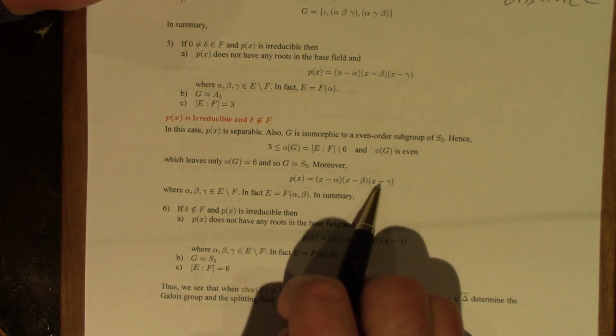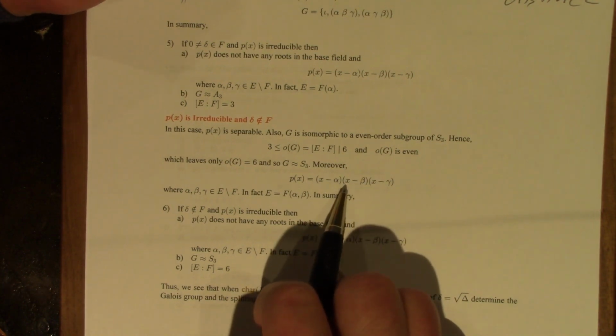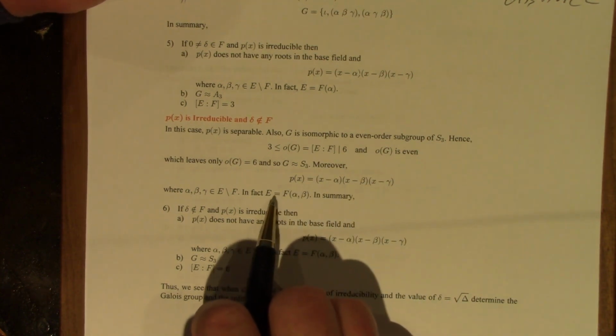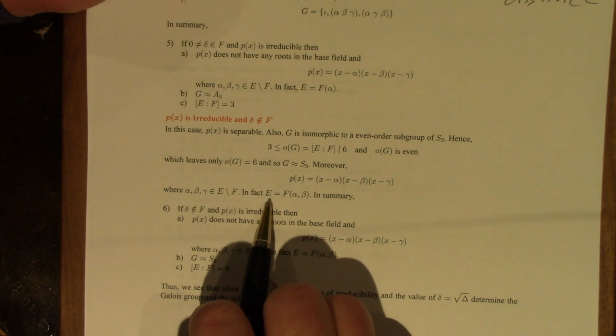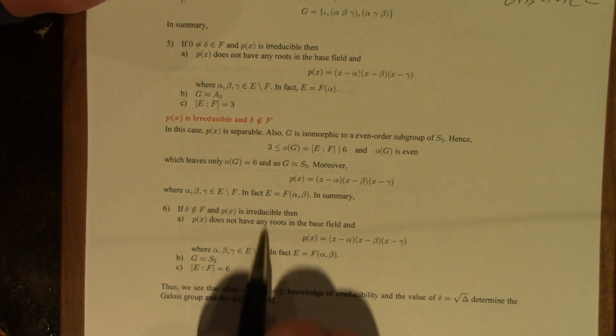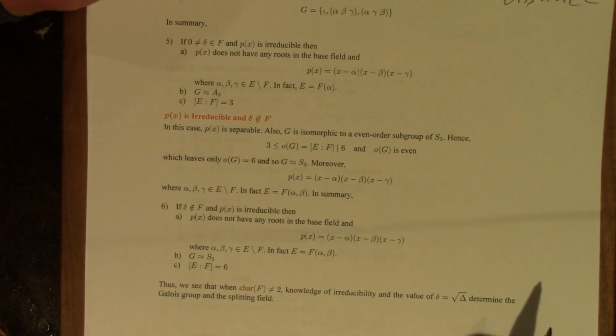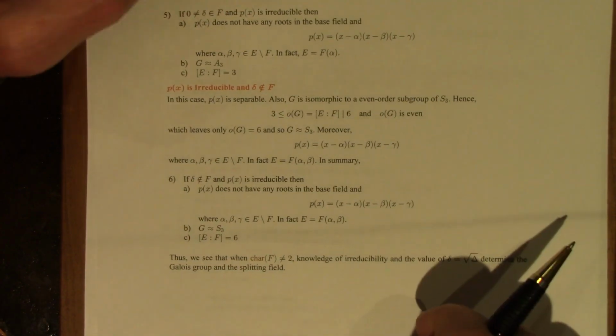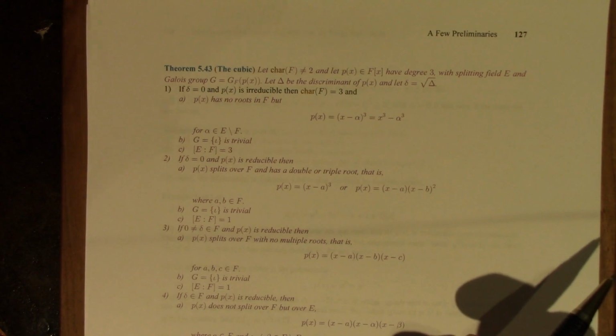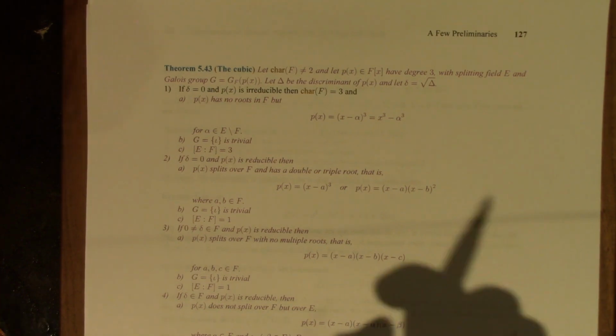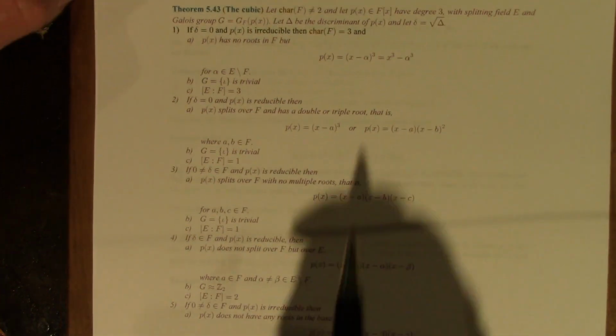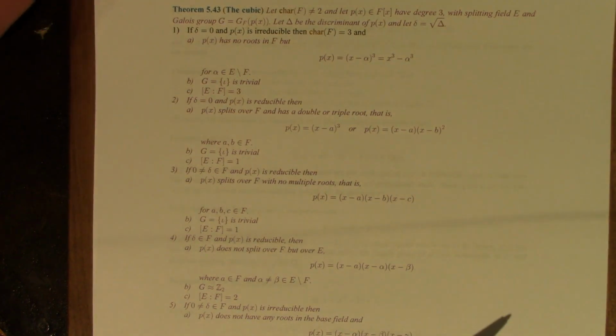P of x splits, no roots in the base field. If we adjoin 2 of these roots, we will get the splitting field, and that's the summary here. So we have the whole story. And here is the theorem. I just basically cut and pasted all those different cases.